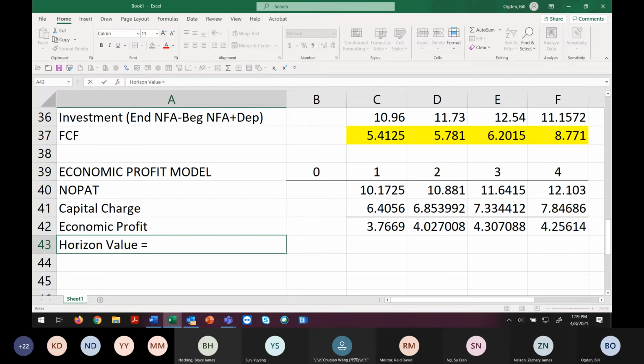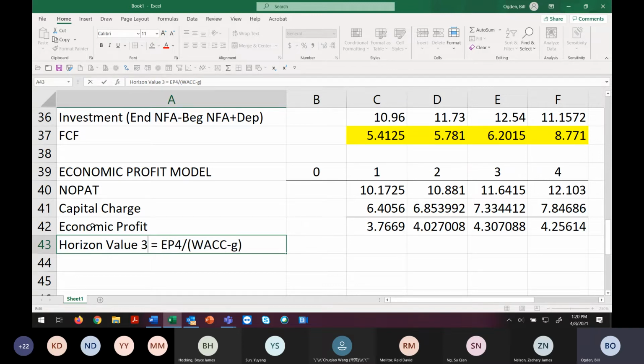Okay, in this case, exactly the equation we use for the free cash flow model, except that instead of free cash flow, it's economic profit. So we'll do EP, economic profit, year 4, divided by WACC, and what do I put next? Minus G. All right, so let's do it. Okay, and this is horizon value. We can make a note of this. It's not a bad thing to do.